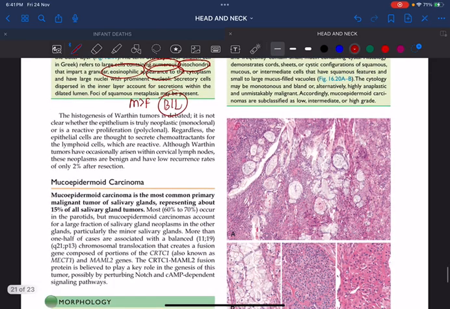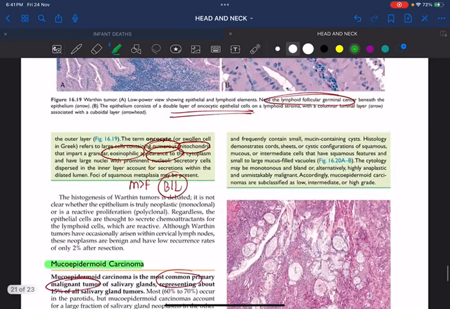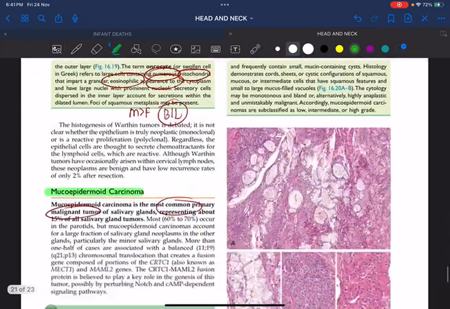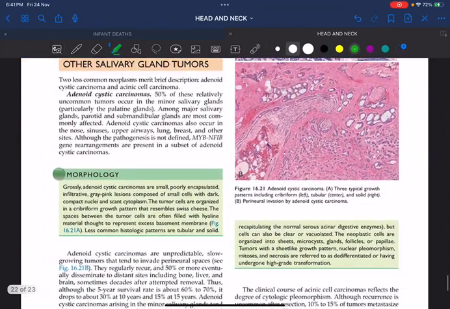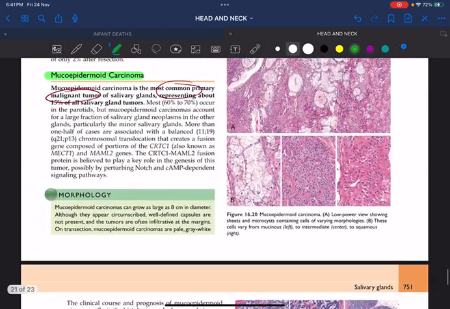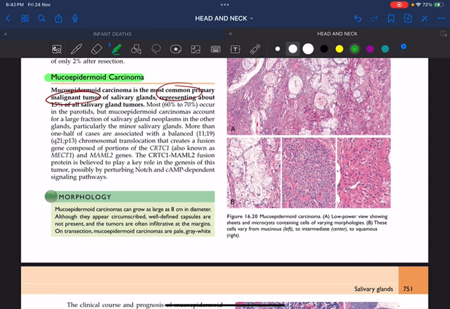The most common malignant tumor of the salivary gland, representing about 15% of all salivary gland tumors, or the most common malignant tumor of the parotid gland, if they ask you, the answer is mucoepidermoid carcinoma. What is the most common benign tumor of the parotid gland? It is pleomorphic adenoma. What is the gene mutation? Overexpression of PLAG1, and another important gene I have told you: mutation of the HMGA2 gene. PLAG1 you have to remember. And in mucoepidermoid carcinoma, you can see a balanced translocation of 11;19.